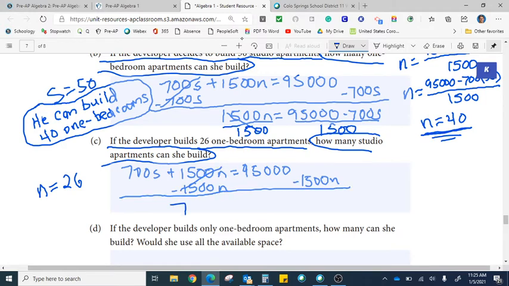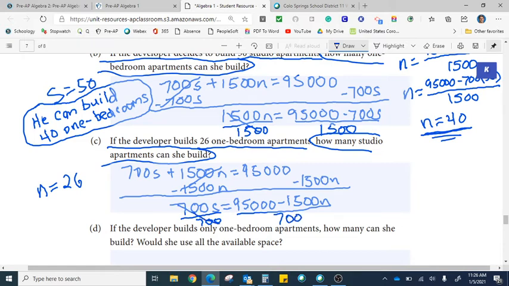Alright, so I get 700. This teaches you, these are inverse operations that we're talking about here. Okay? And I can do that with numbers times variables and different things in math. 95,000 minus 1,500 n, divide by 700, divide by 700. Okay, and there I am.